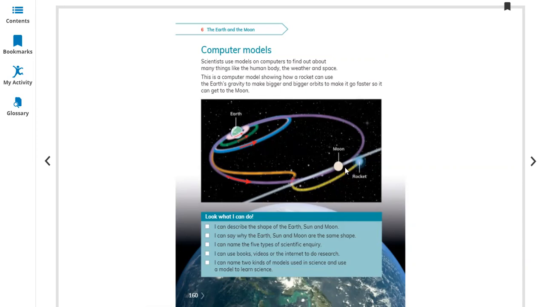You can see, what about the Moon? What about the rockets? What about the Earth making a circle? This is all because of gravity.